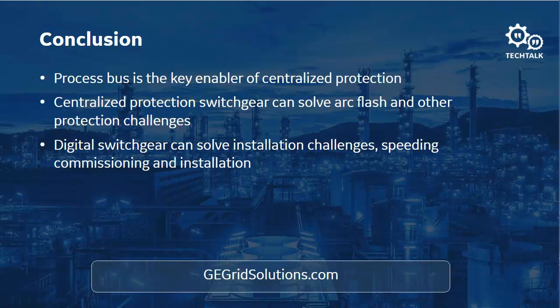Okay, so here's a question. How are these merging units different from the brick product that I heard of? The key difference is that the brick was a GE implementation of 61850's process bus requirements. So it was a GE requirement.